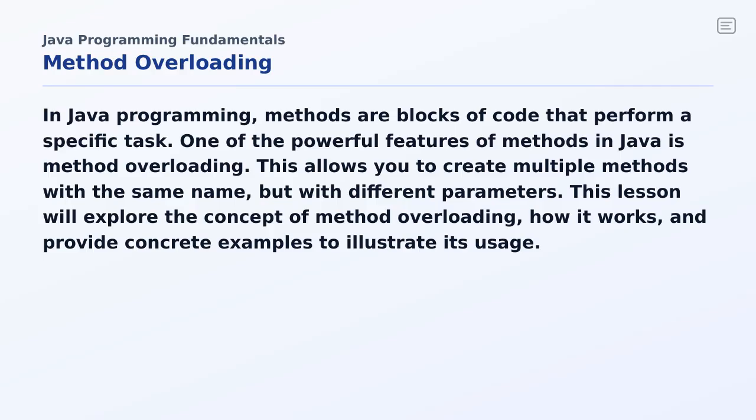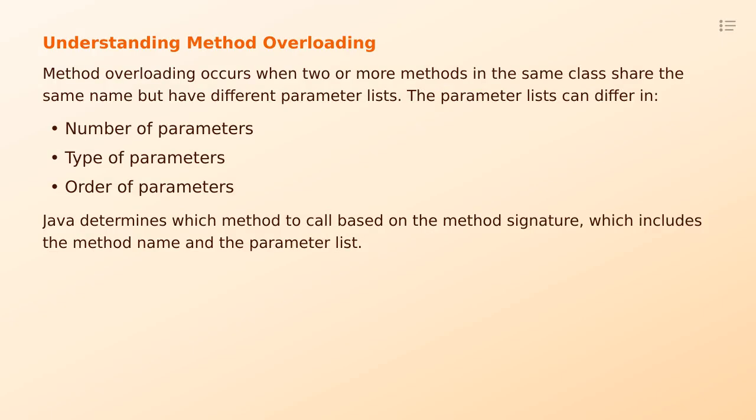Don't worry if this feels new at first. Now we're on understanding method overloading. Method overloading occurs when two or more methods in the same class share the same name but have different parameter lists. The parameter lists can differ in first, number of parameters, next, type of parameters, also, order of parameters. Java determines which method to call based on the method signature, which includes the method name and the parameter list.